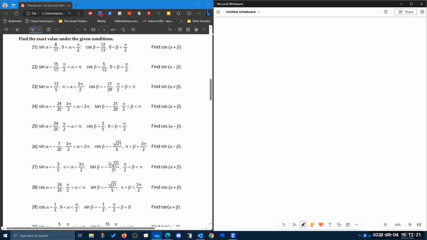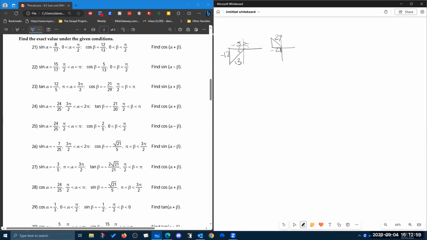On to number 23. Tangent is in quadrant 3 this time, so we're down here, and we have 12, 5. So that makes the hypotenuse 13. There's alpha. And beta is in quadrant 2 and has a negative 21 over 29.